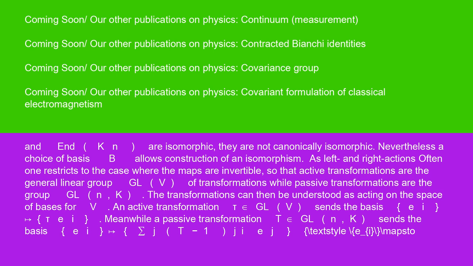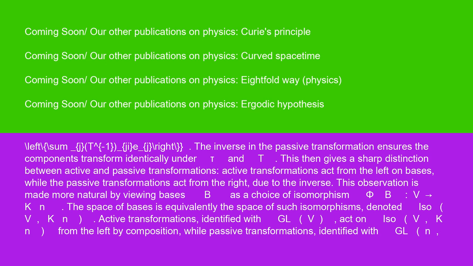An active transformation τ, an element of GL(V), sends the basis (e_i) to (τ e_i). Meanwhile, a passive transformation T, an element of GL(N, K), sends the basis to (Σ_j (T^-1)_ji e_j). The inverse in the passive transformation ensures the components transform identically under τ and T. This then gives a sharp distinction between active and passive transformations. Active transformations act from the left on bases, while passive transformations act from the right due to the inverse.